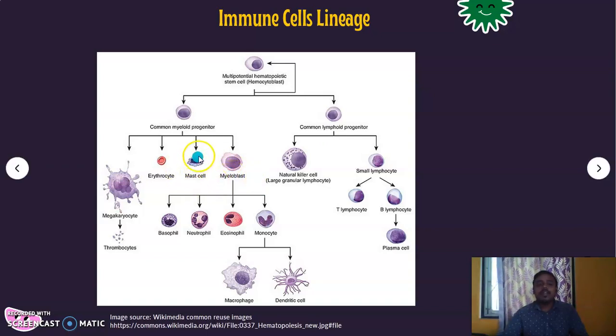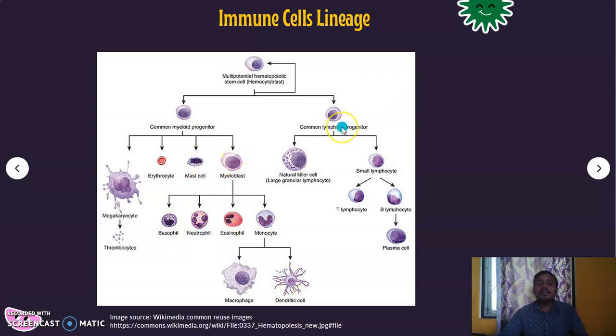The mast cell will not undergo any differentiation and will remain stable. But the second type, the myeloblast, will differentiate into 4 different types of immune cells, starting with basophil, neutrophil, eosinophil and monocyte. And this monocyte can sub-differentiate again into a macrophage or a dendritic cell. So in total we have 1, 2, 3, 4, 5, 6, 7 types of immune cells.